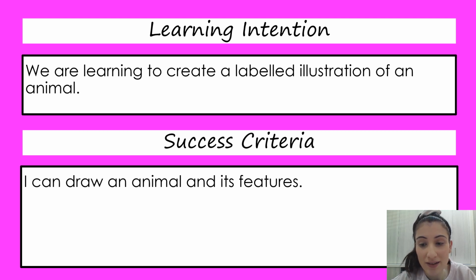So just like last lesson where we drew an animal and then labelled our drawing, we're going to be doing that again today, but we're going to be doing the same animal all together. And the success criteria says, I can draw an animal and its features. So the features are the things that we can see on the animal. So it could be their tail, their eyes, their ears, their legs, features of an animal's physical appearance, what it looks like.